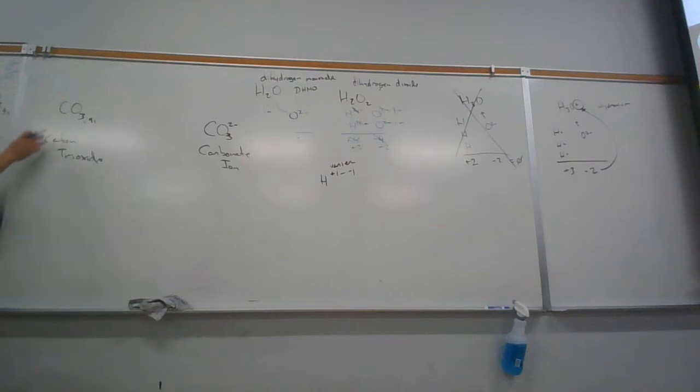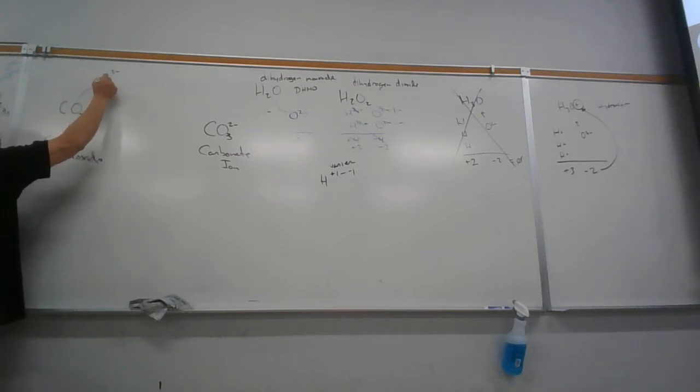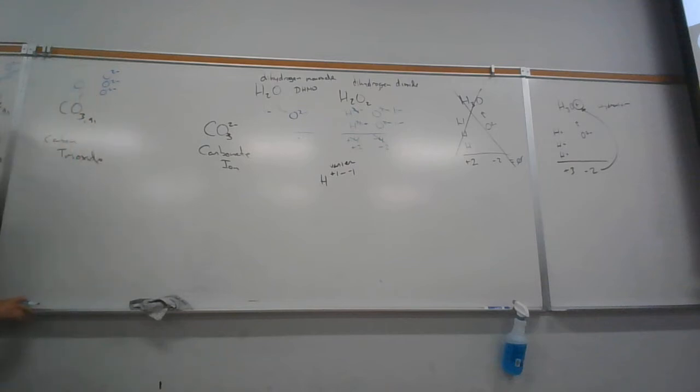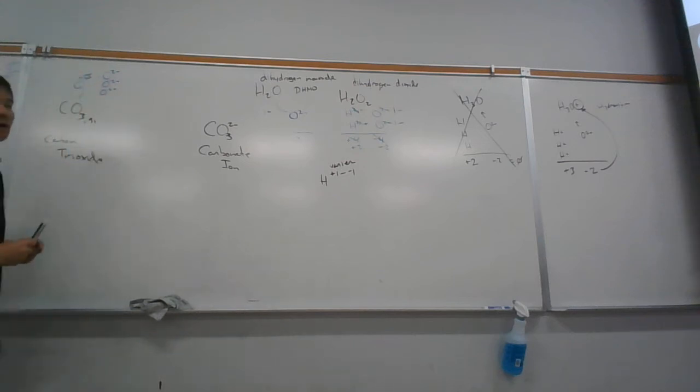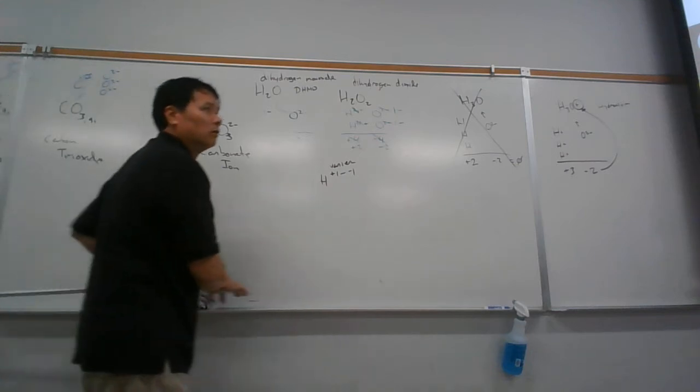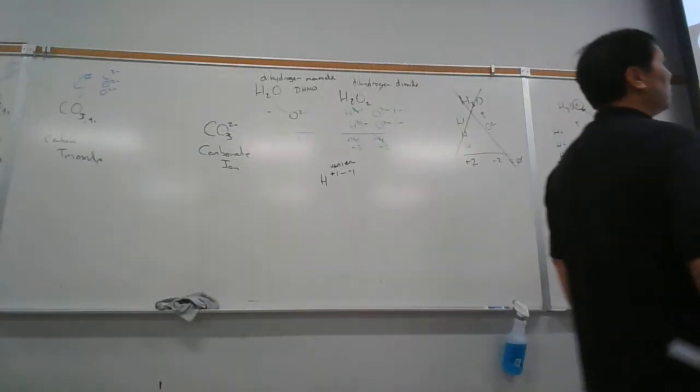If I form carbon trioxide, what would it be? Well, I have 3 oxygens. Each oxygen wants to gain 2, so that's going to give us -6. That means carbon must be +6. Now, +6, is that an expected charge for carbon? Or expected oxidation state for carbon?